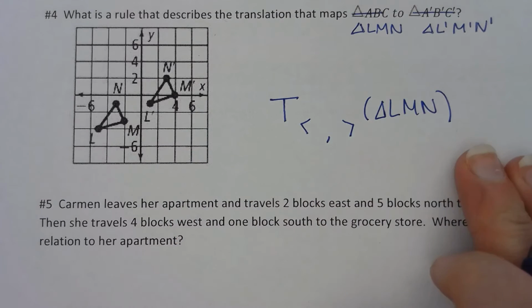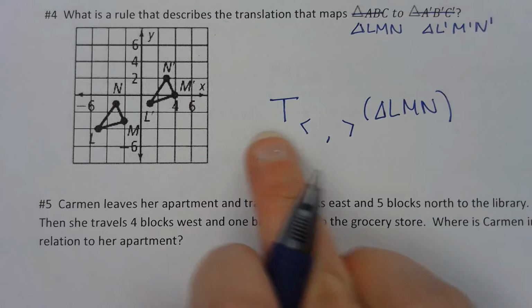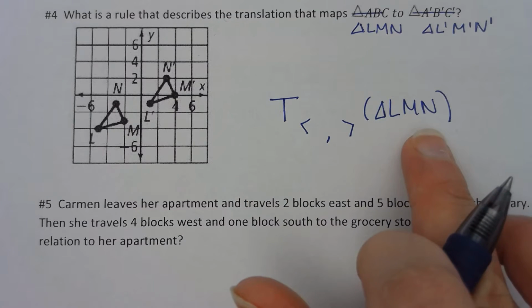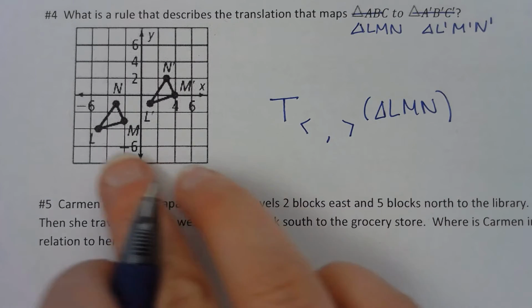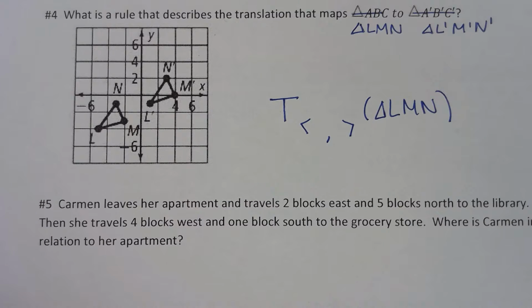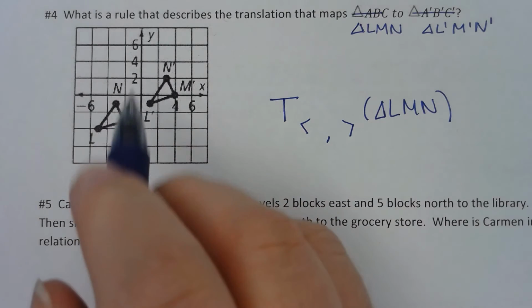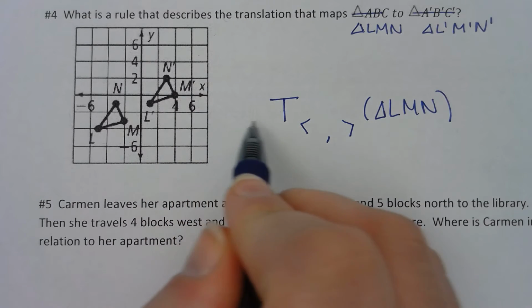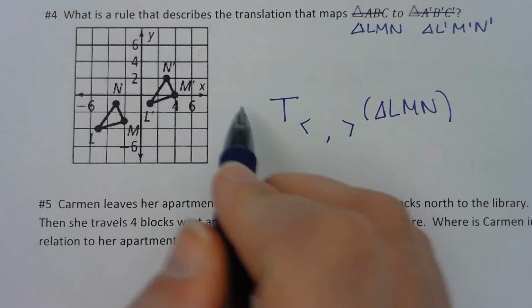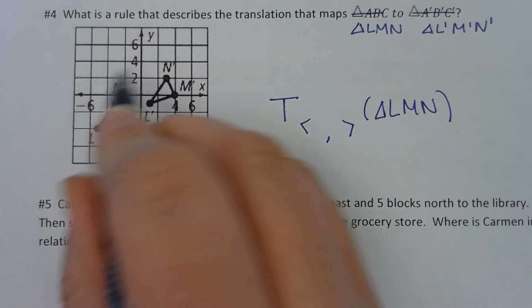So this is just the basis of what I need. I'm translating in some way to this triangle. So let's go ahead and take a look at our image and figure out what's happening. Now the easiest way to do this is to do what we did in the last one, counting how much I go over, counting how much I go up or down. Start off with any point.